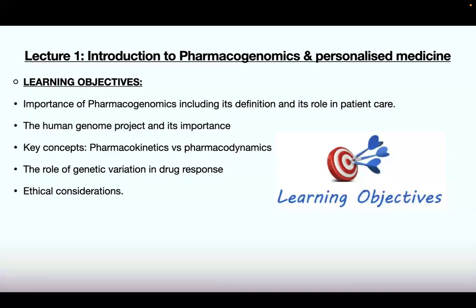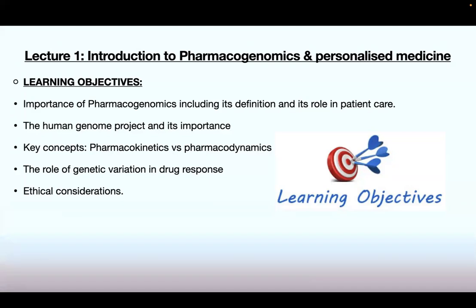Kinetics and dynamics. But in this session we'll understand how both of these terminologies relate to genomics and personalized medicine. Okay, so this is very basic again. Then we'll see the role of genetic variation in drug response. So if a person has any kind of mutation in a gene or any kind of genetic variation, what will be the effect on the drug?